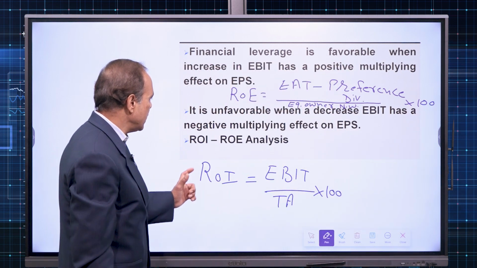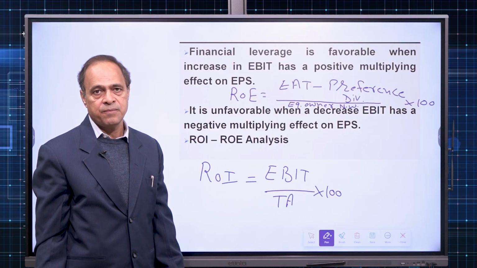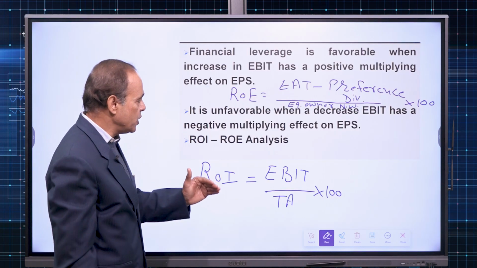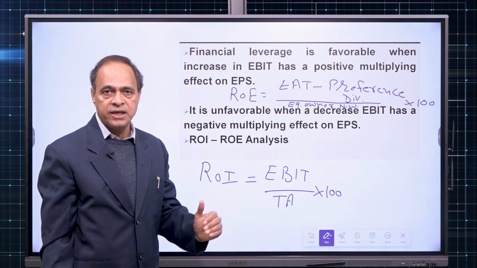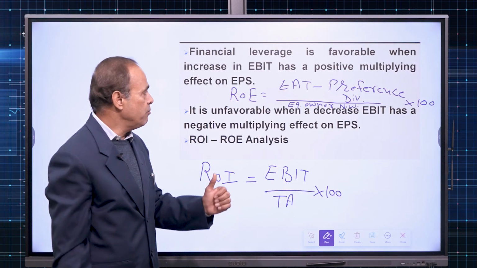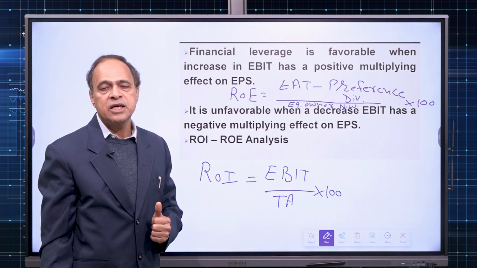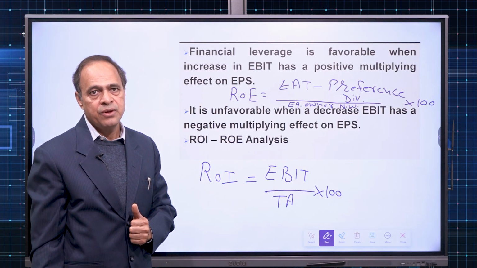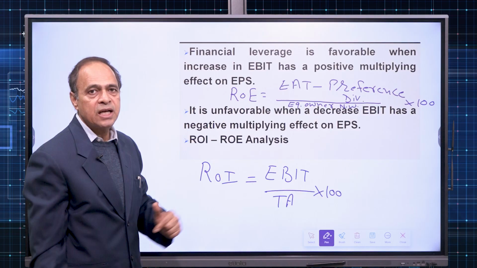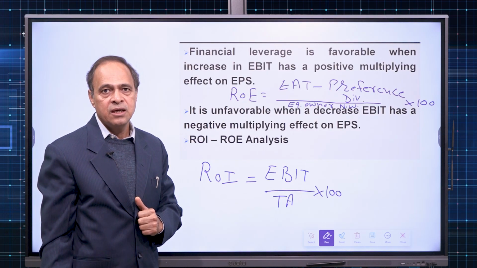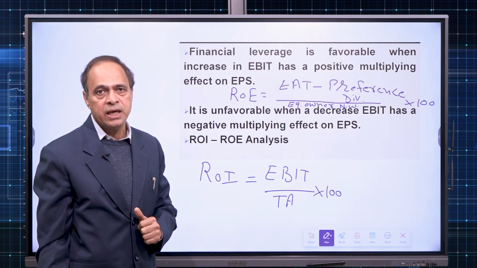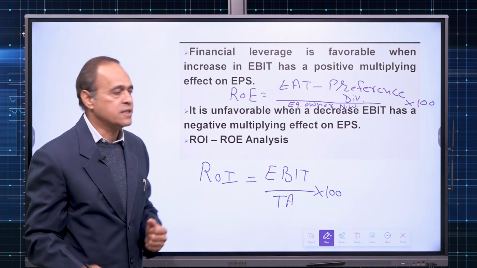So now, ROI, ROE analysis means what? In general, if my ROI is likely to be high, I can afford a high level of financial leverage and my ROE will be multiplying at a faster pace. Whereas if ROI is likely to be low, I cannot afford a high level of financial leverage because it will have a negative impact on my ROE. Let us understand that.